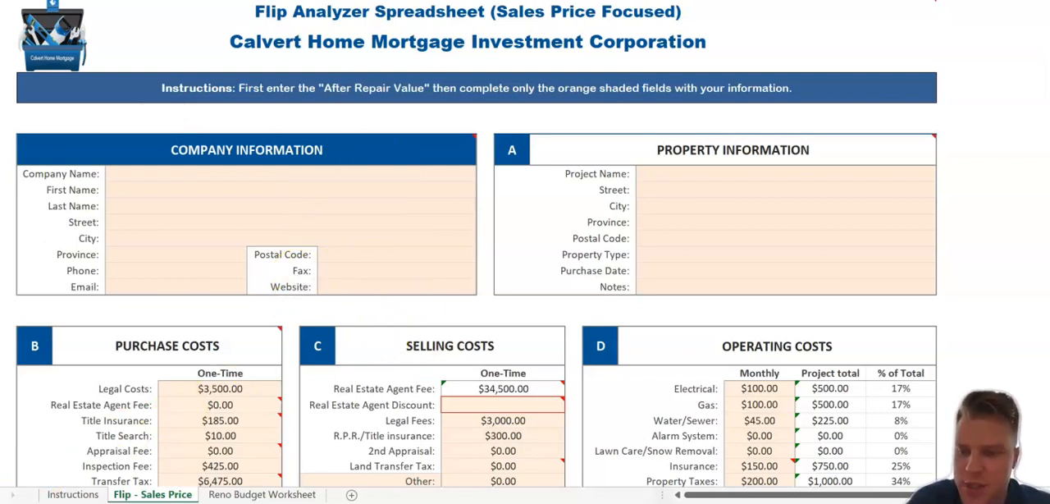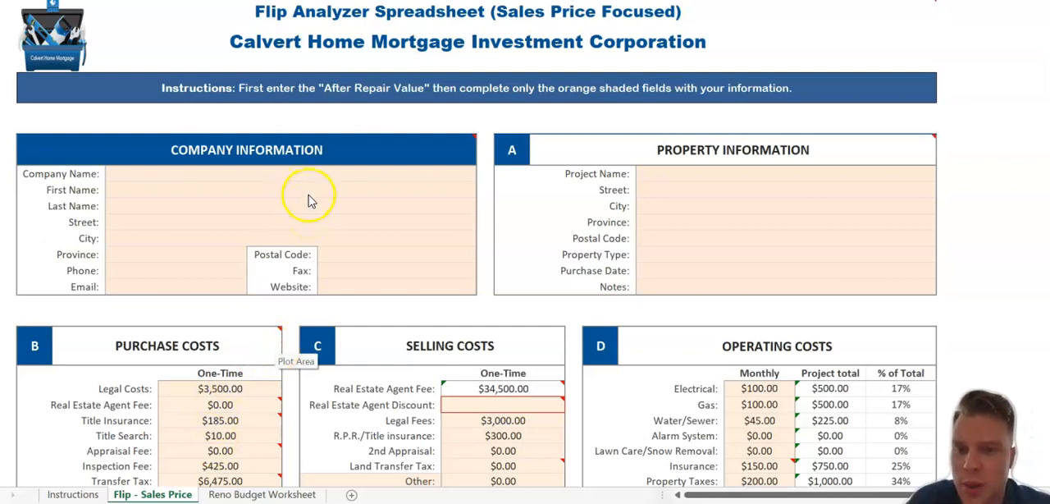At the bottom left-hand side here, we have instructions that are in-depth and written out. If you're a better learner in the written component, then feel free to check out this tab. I'll be running through the flip-sales price column right here, and then we also have the reno budget worksheet, which I'll get into in the next little bit.